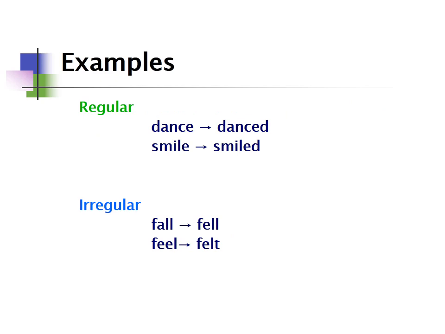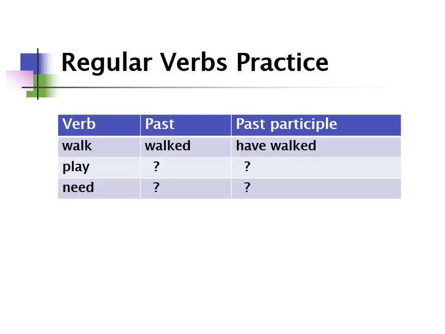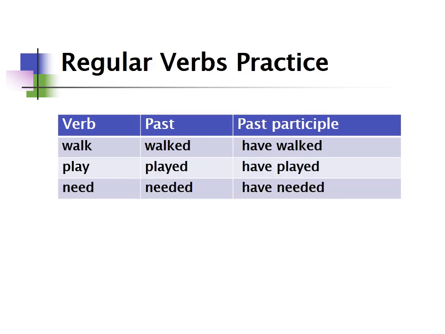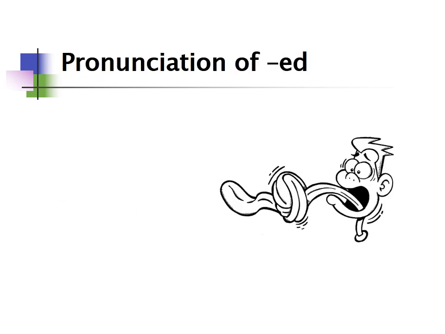For example, some examples of regular verbs would be dance, danced, smile, smiled. Some examples of irregular verbs would be fall, fell, feel, felt. Let's practice. So we have 3 regular verbs here that take ed form. First one is walk, walked, and the past participle is have walked. So what are the past and past participle of play and need? That's right, play, played, have played, need, needed, have needed.